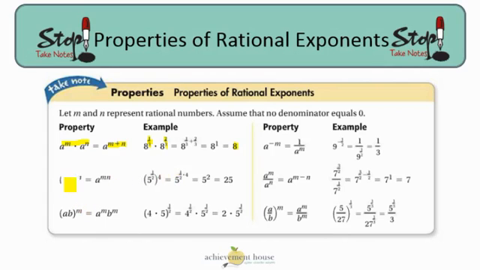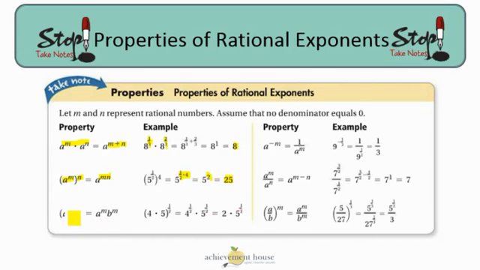Now, another property of exponents that we can extend to rational exponents is that if we have a to the m, with that whole thing being raised to the nth power, we can multiply the exponents. So if we have 5 to the 1/2, all to the 4th power, we can multiply 4 times 1/2, which would reduce to 2. So we'd have 5 squared, and that would give us 25.